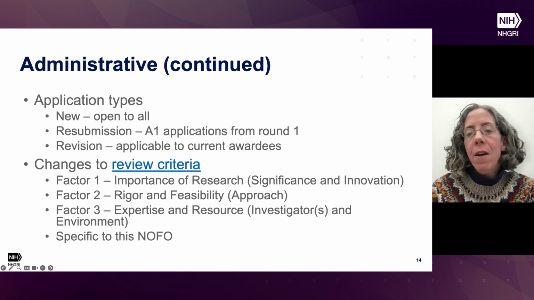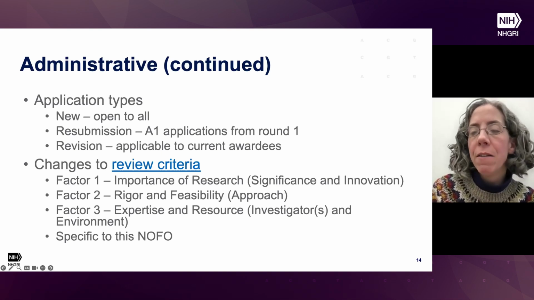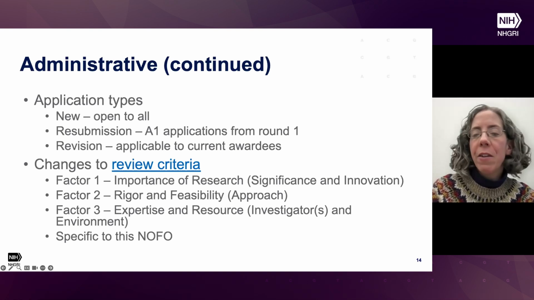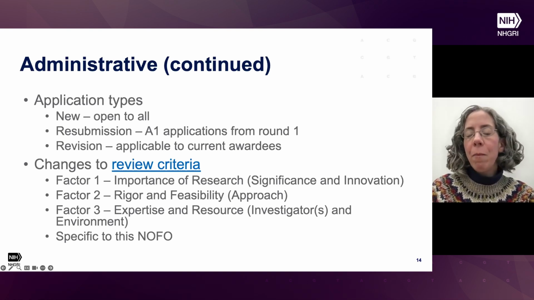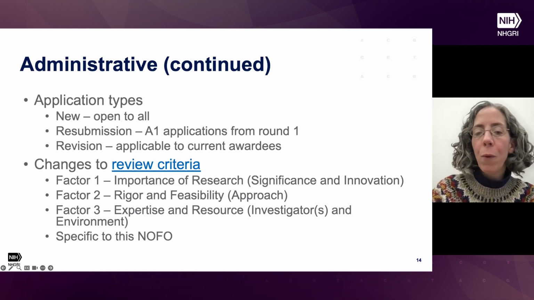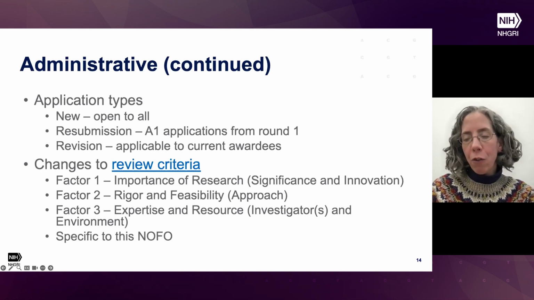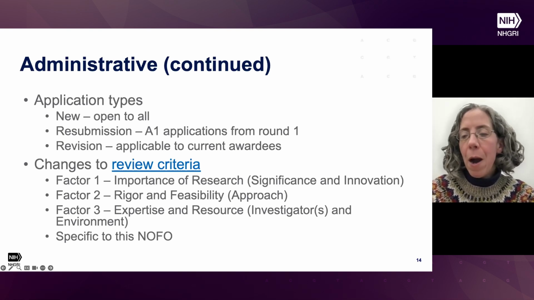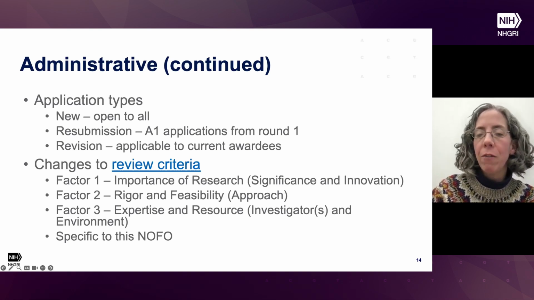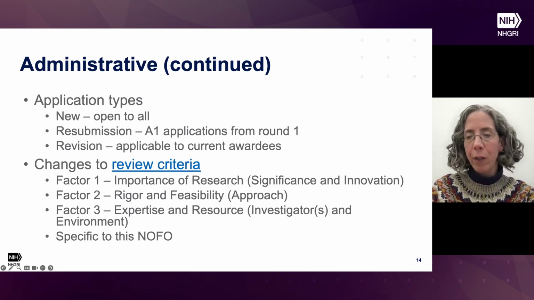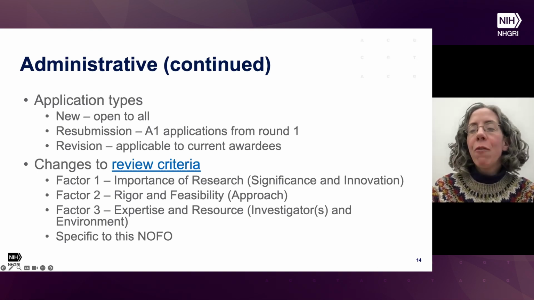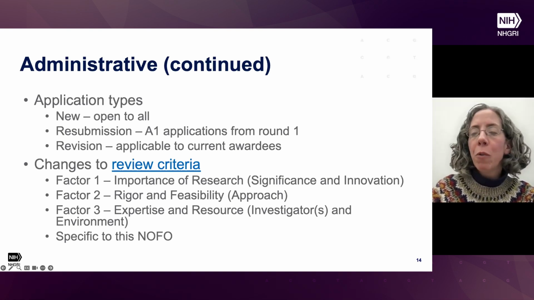So factor 1 is the importance of the research, and this is the significance and innovation criteria. This will be scored from 1 to 9, 1 being the best as usual. Factor 2 is rigor and feasibility. This is the approach, which will also get a score from 1 to 9. And those both have, for this funding opportunity, NOFO specific criteria that you should certainly pay attention to.